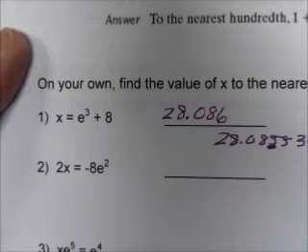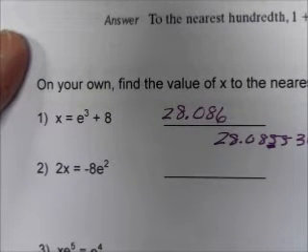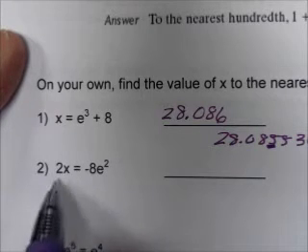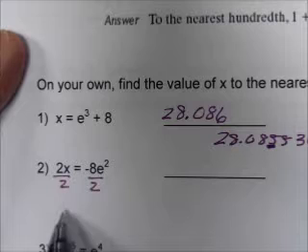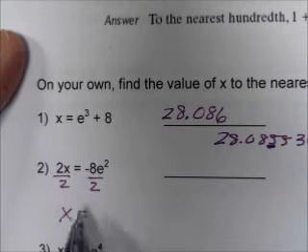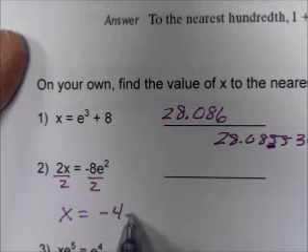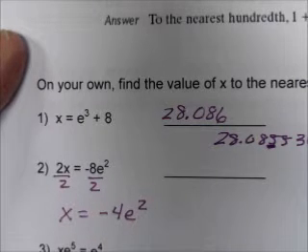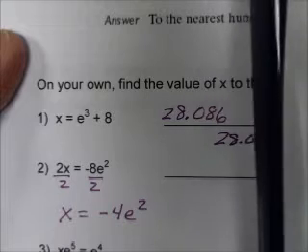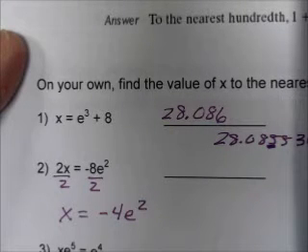The next problem, we have 2x equals negative 8e squared. We'll get x by itself first, divide by 2, and we have x equals negative 8 divided by 2 is negative 4, negative 4e squared. Let's go to the calculator. Negative 4 times e squared, or you can simply put second e to the x, 2, and enter.